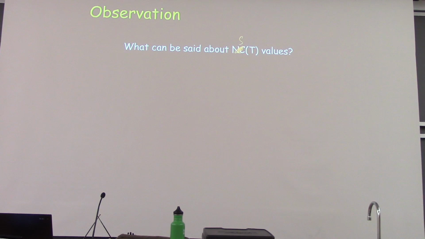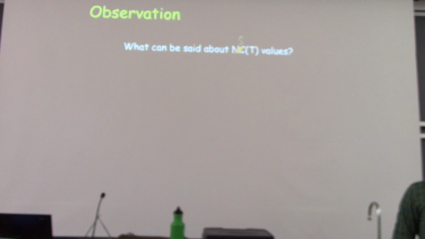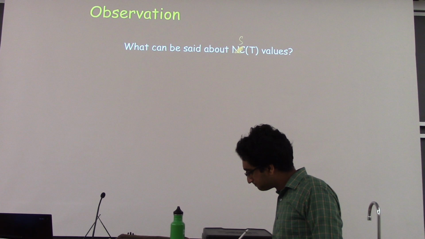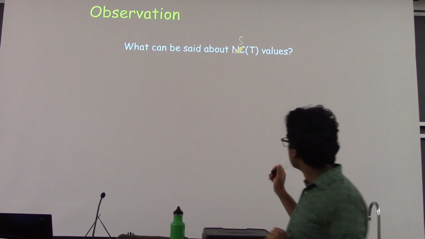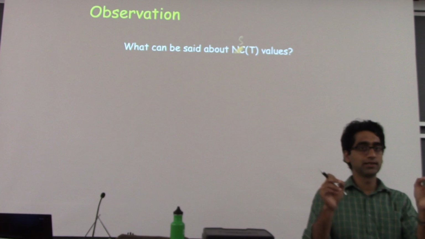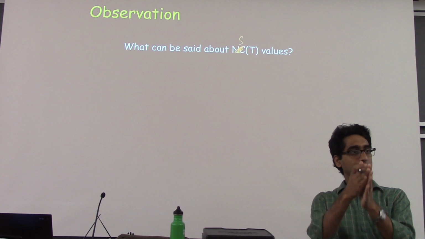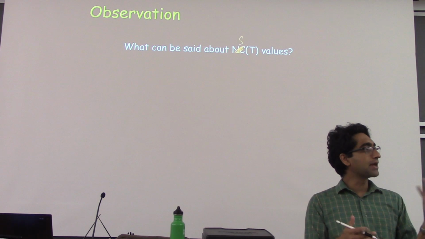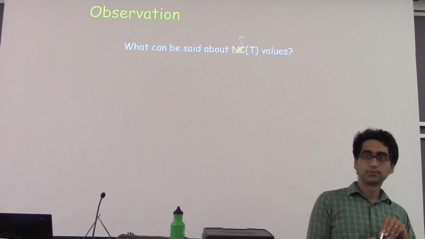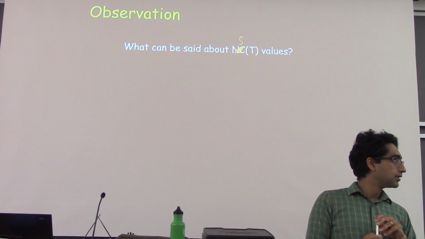Remember, S of t was a solution for courses that start. What's the maximum number of courses you can take starting at time t? So one thing that you can say is that, if you have two time periods t1 and t2, and suppose t1 comes after t2, what can you say about the S of t values?